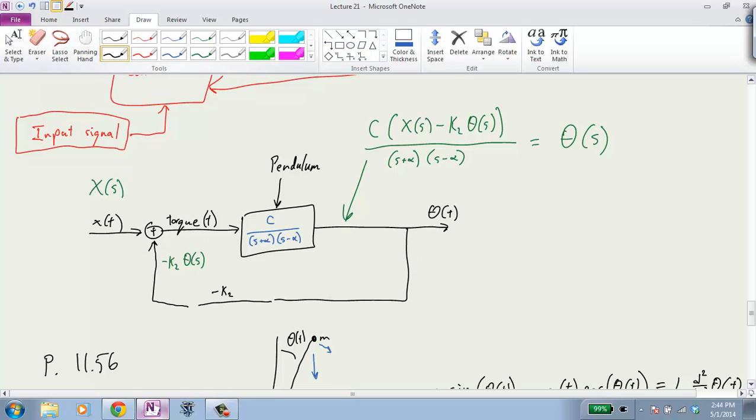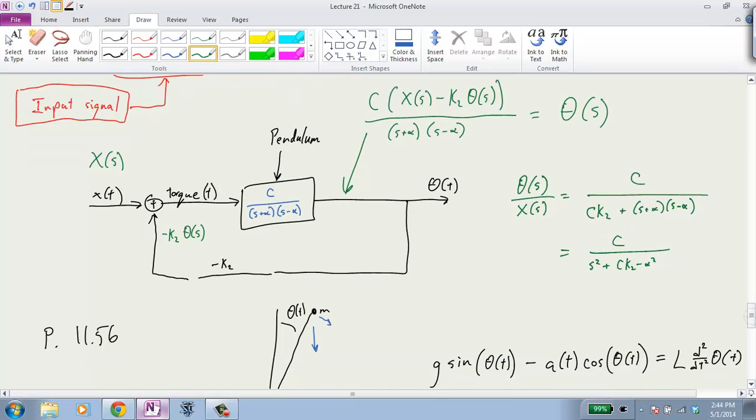Of course, what we want is theta of s over x of s. So we have to do some manipulation. For lack of time, I'm just going to jump through the algebra. And what we get is theta of s over x of s equals C over s squared plus C k2 minus alpha squared.